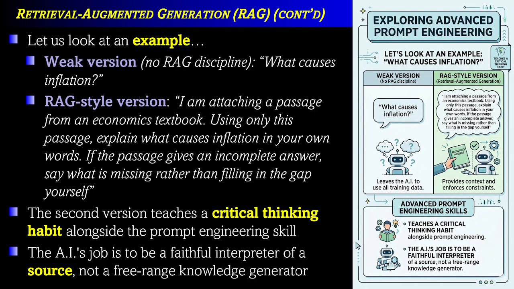If the passage does not give a complete answer, say what's missing rather than filling in the gap yourself. In that second RAG style version, we're also demonstrating and teaching a critical thinking habit alongside the specific prompt engineering skill. The AI's job is to be a faithful interpreter of the source, not making up free range knowledge. And this is important for students to realize too. When you are working in academia and writing papers, stick to the source material. Don't just make up facts.